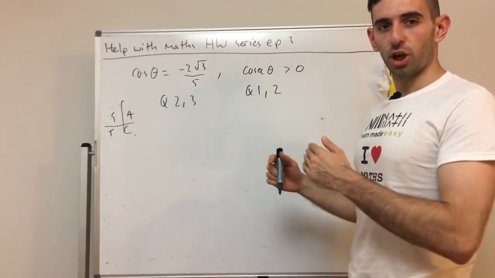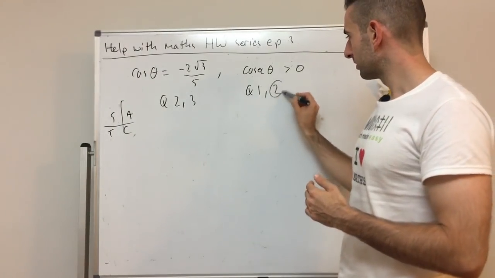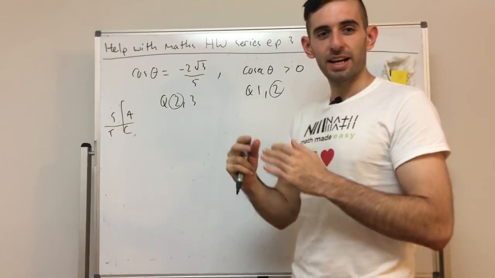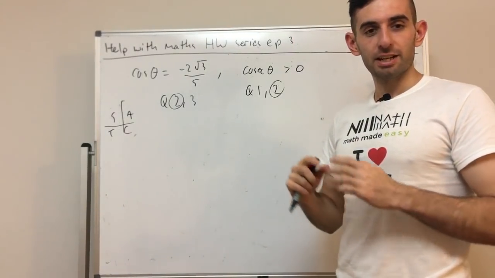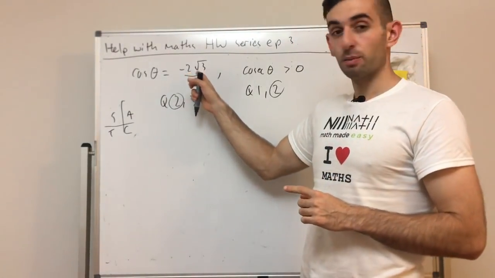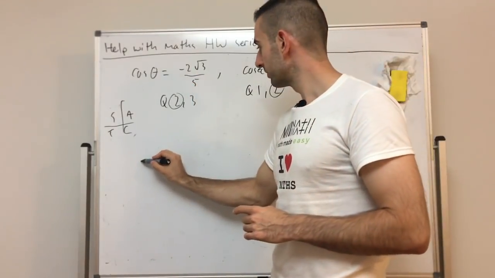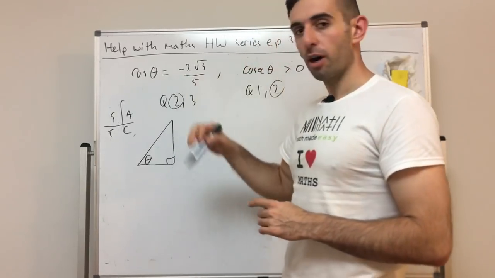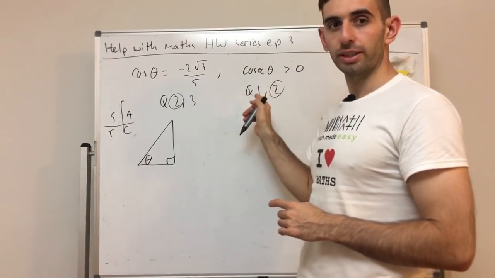So then we look, where's the overlap? Well, the overlap is 2. So we're in quadrant 2, and that tells us if our answers are going to be positive or negative. Now to find the values, we draw a right angled triangle for theta. We ignore the minus because the minus just tells us what quadrant we're dealing with.